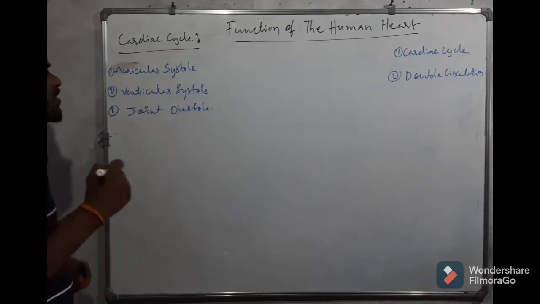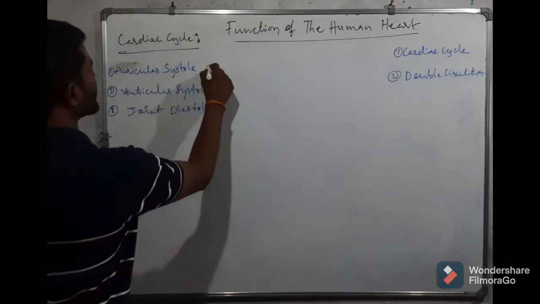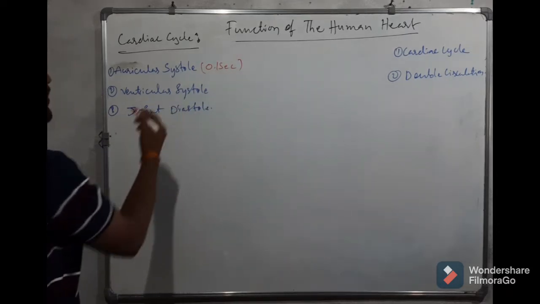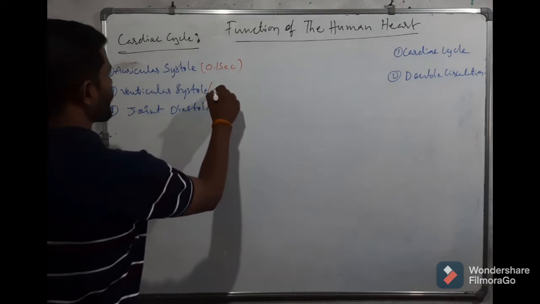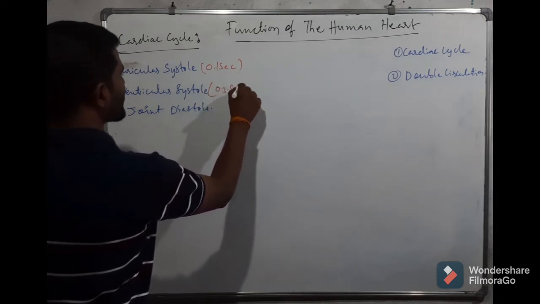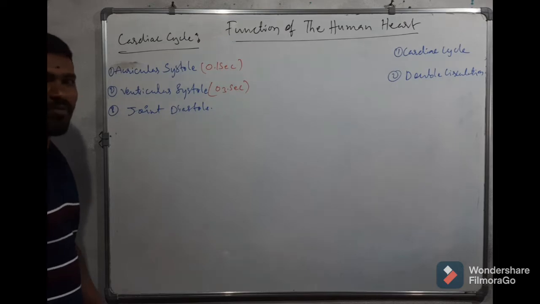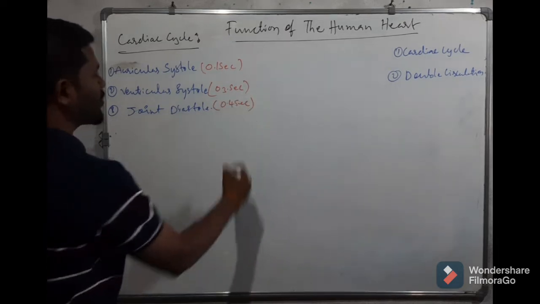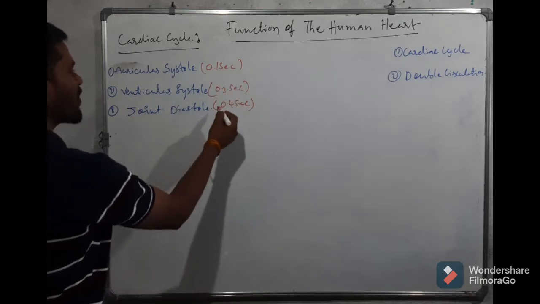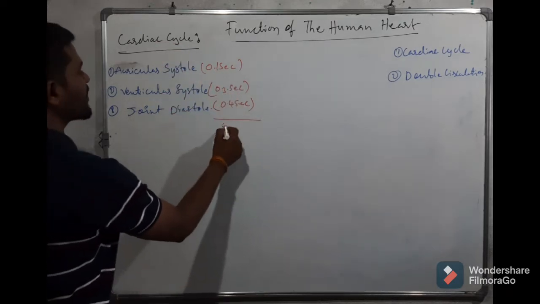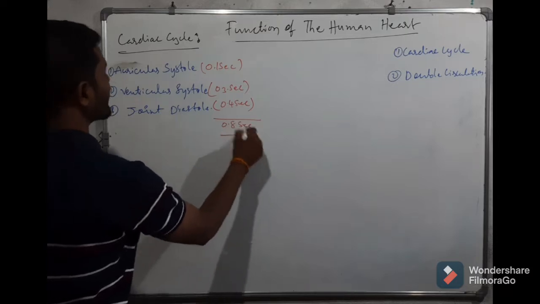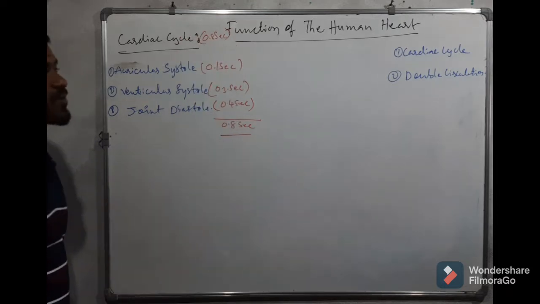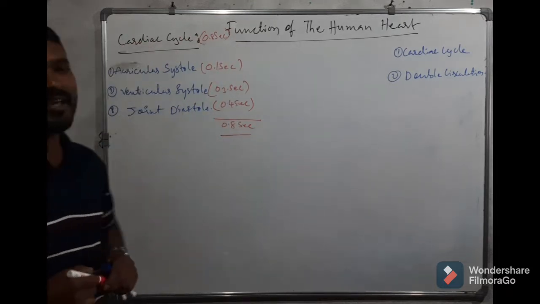The time period required for the auricular systole is 0.1 second. For the ventricular systole it is 0.3 second. For the completion of the joint diastole it is 0.4 second. The total time period required for the complete cardiac cycle is 0.8 second.